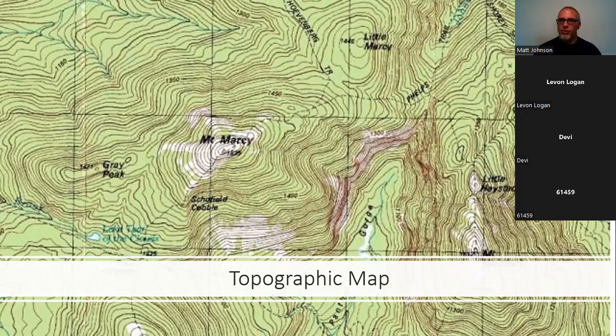The other thing that contour lines help show you is that the closer they are together, the steeper the incline is than on the other side. Like over here, Little Marcy, we can see that that slope is a lot more gentle than on the other side here, which is almost a cliff. So that's what topographic maps show.